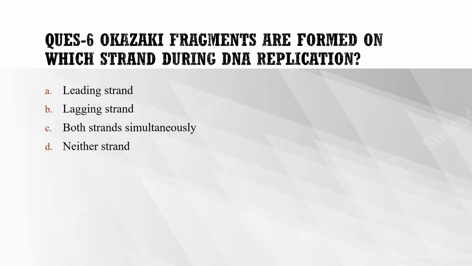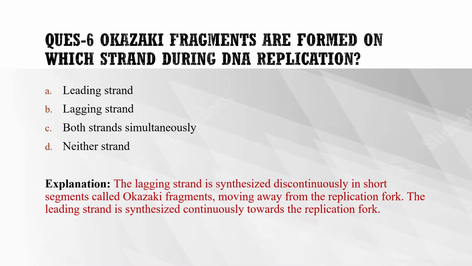Now the sixth question is, Okazaki fragments are formed on which strand during the DNA replication? Okazaki fragments form on the lagging strand because it is made in small pieces, not continuously. The DNA is copied in short segments away from the replication fork. So the answer is lagging strand.